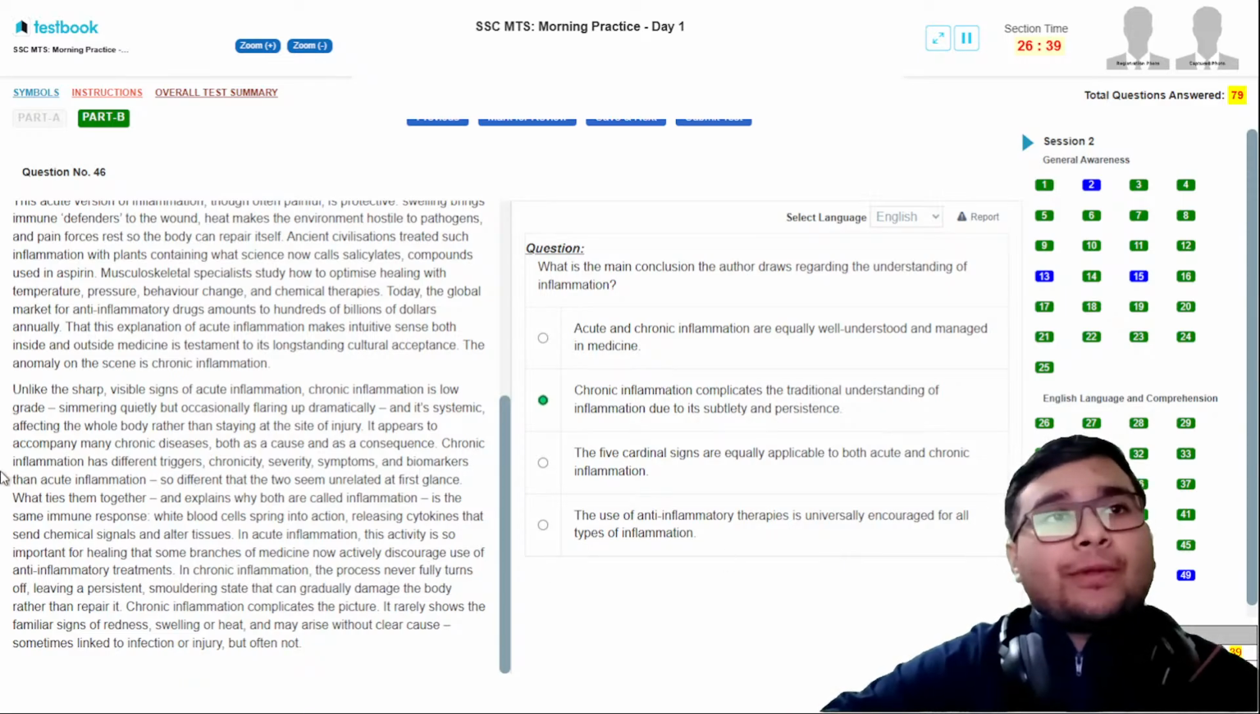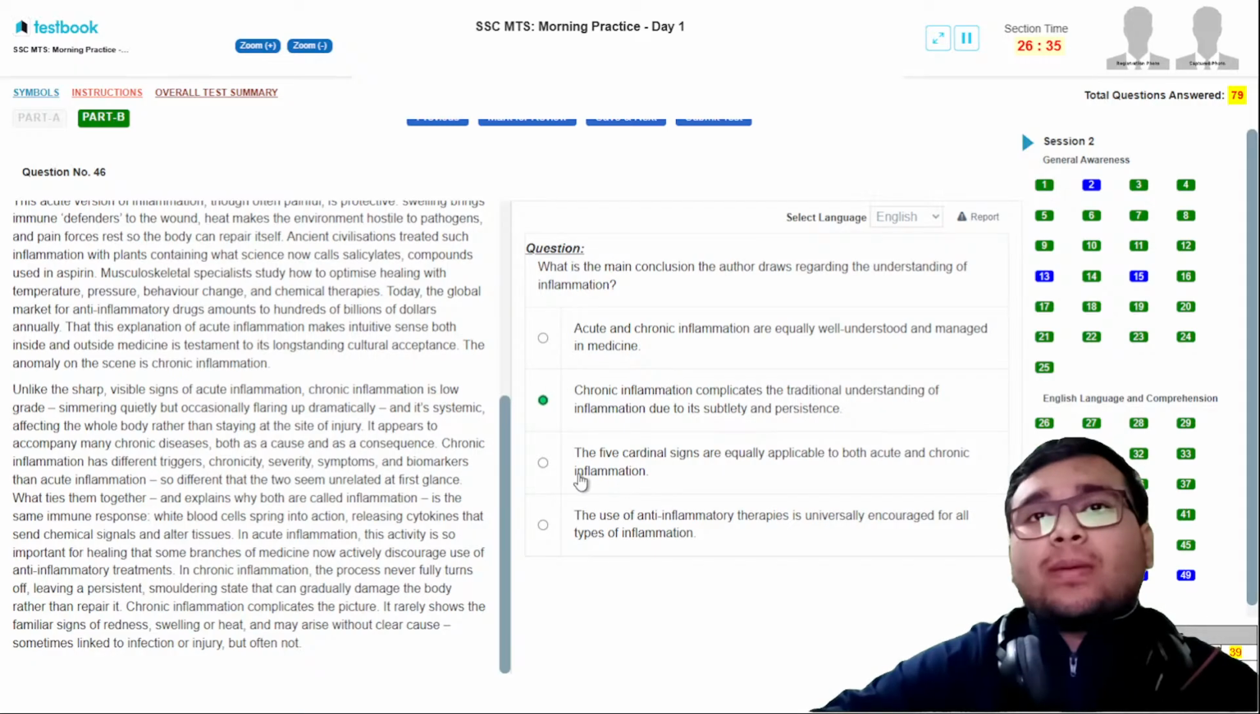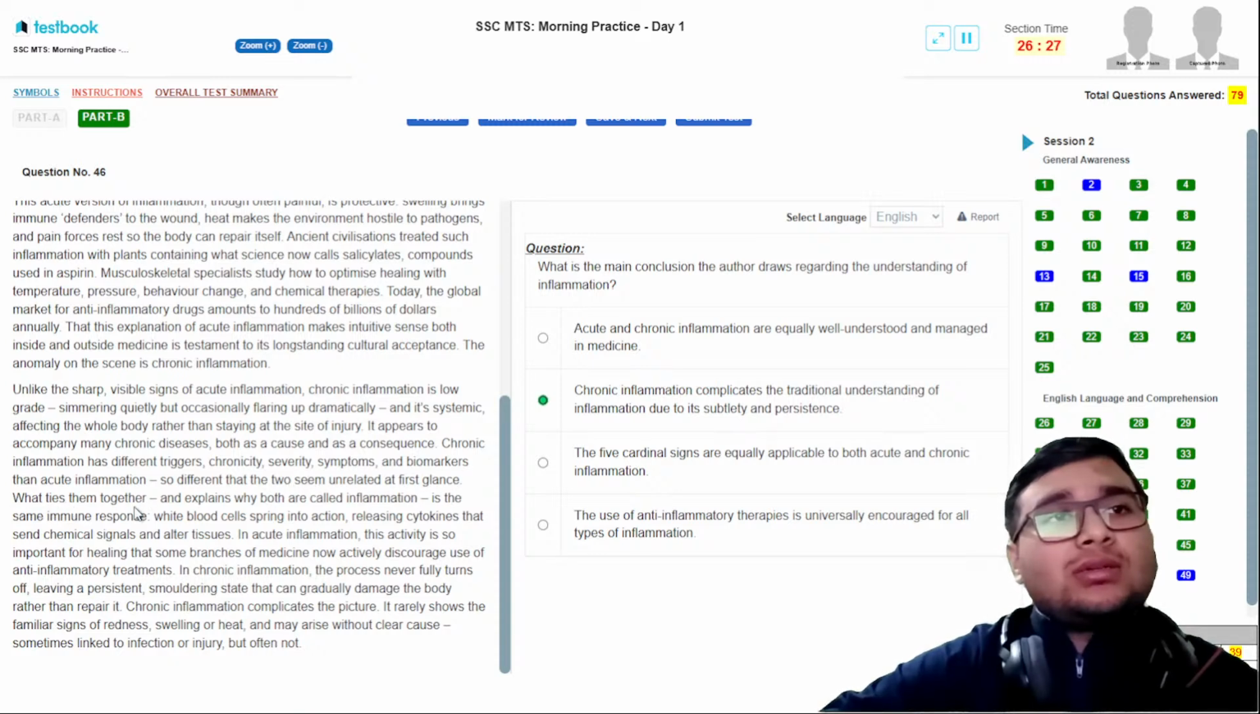Chronic inflammation has different triggers. Even related at first glance, what ties them together and explains why both are called inflammation is the same immune response.